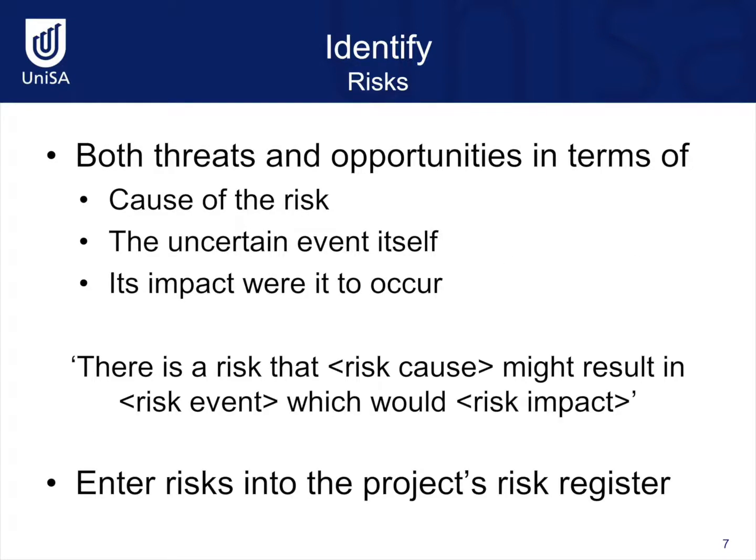We then need to identify the risks, which compose both opportunities and threats in a project. For each of these types of risk, we must identify the cause of the risk, the uncertain event itself, and the impact on the project if it were to occur. The risks can be stated as per the template provided, which includes the risk cause, risk event, and risk impact. Using this template can assist with identifying risks and communicating risks to all stakeholders.